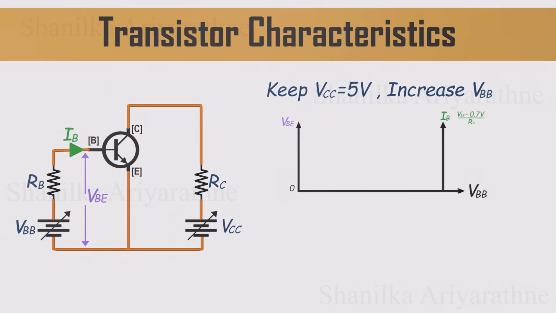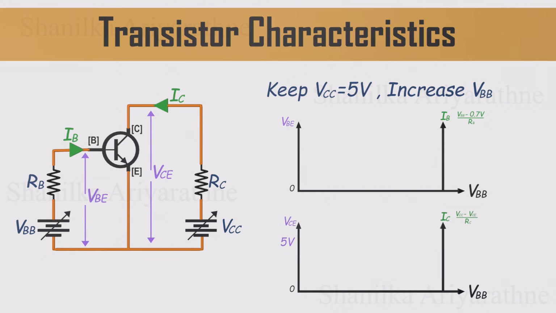In the first graph, we'll plot the base-emitter voltage and the base current. In the second graph, we'll look at the collector-emitter voltage and the collector current. Each of these measurements gives us a different window into what's going on inside the transistor as we adjust the input. Now let's start increasing VBB from 0 and watch how each parameter changes.